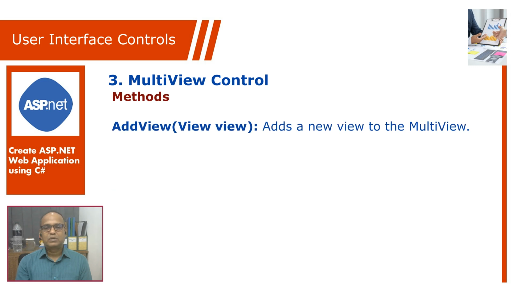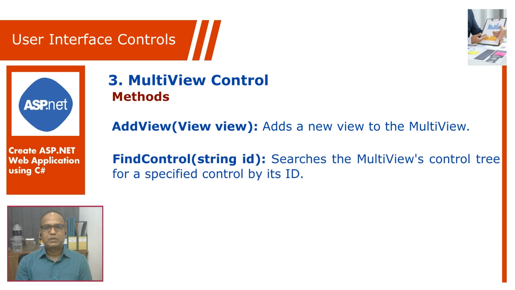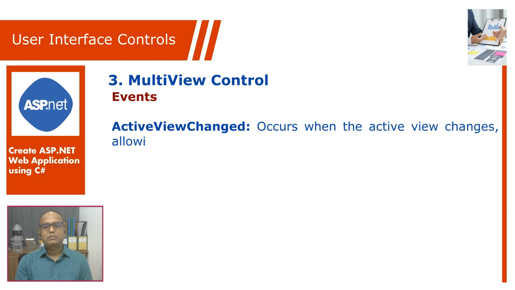Methods. Add view. Adds a new view to the multi-view. Find control. String ID. Searches the multi-view's control tree for a specified control by its ID. Events. Active view changed occurs when the active view changes, allowing custom logic when switching views.